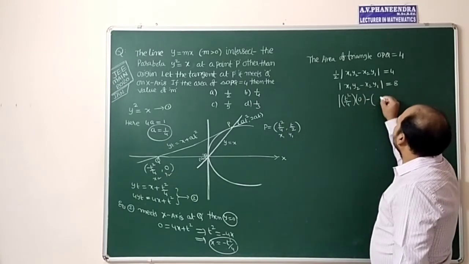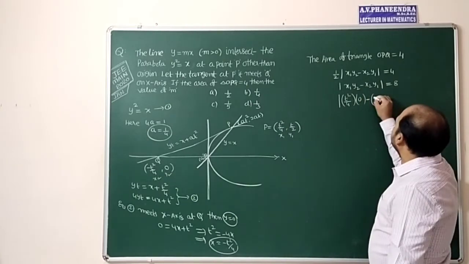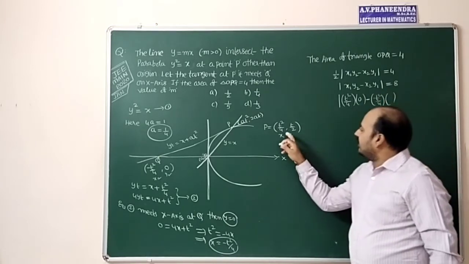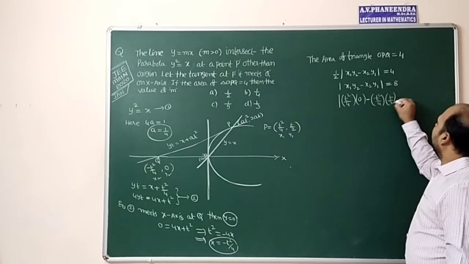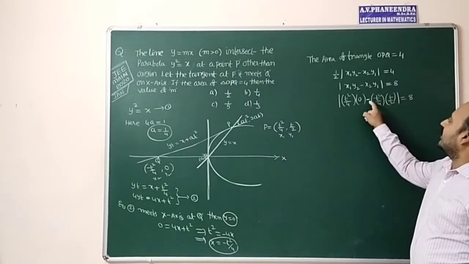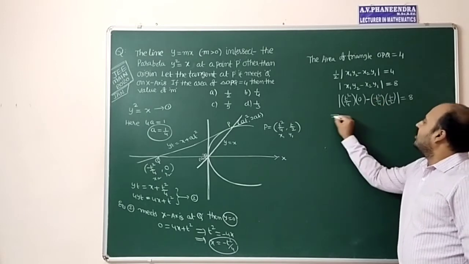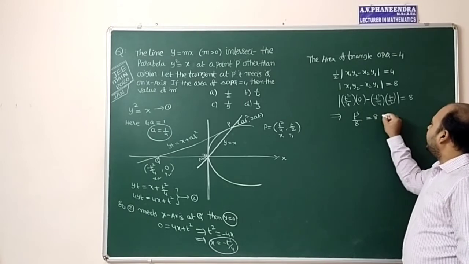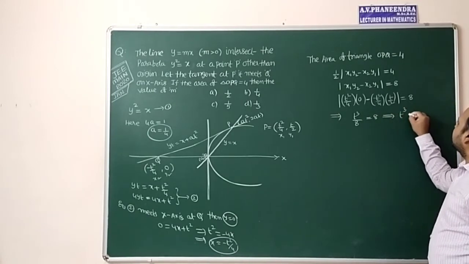Minus x2. The x2 value is minus t square by 4 into the y1 value. What is y1 here? t by 2 is equal to 8. So 0 and anything is 0. Minus into minus is plus, and within the modulus it will become plus only. So t cube divided by 8 is equal to 8, which implies that t cube equals 64.